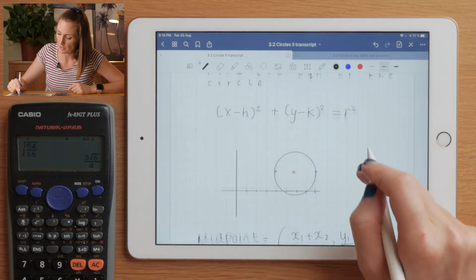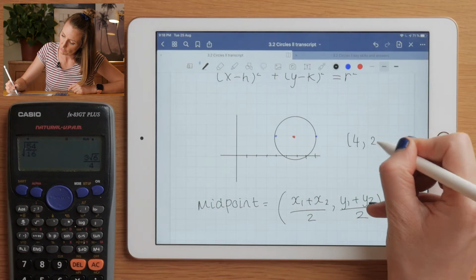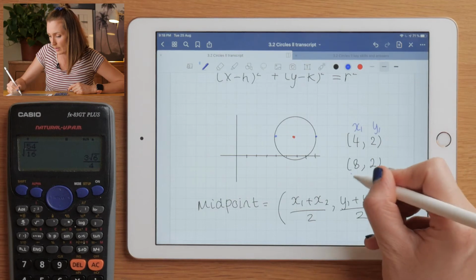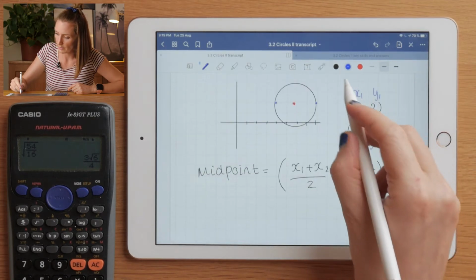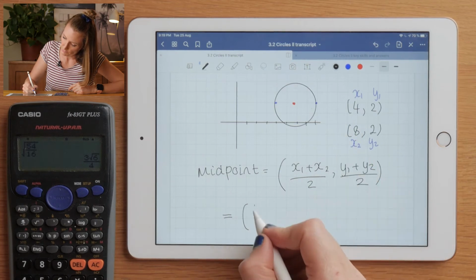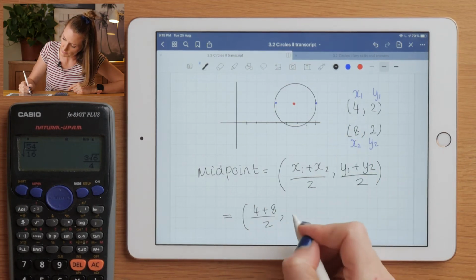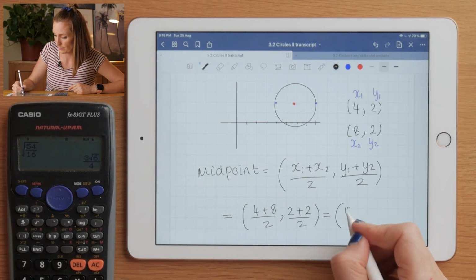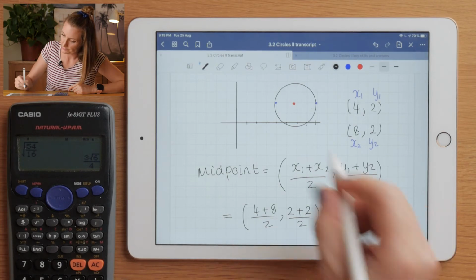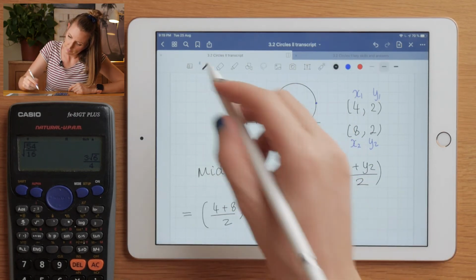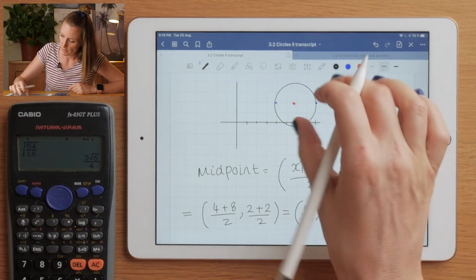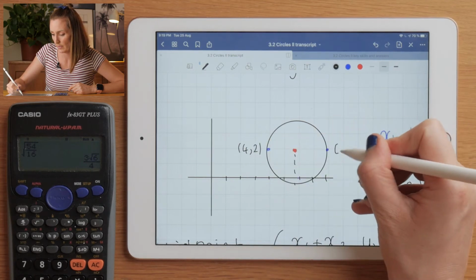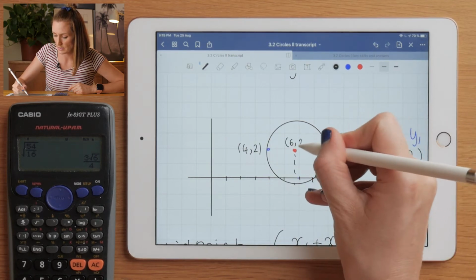So our 2 coordinates are (4, 2) and (8, 2). You can think about this as (x1, y1) and this is (x2, y2). So the midpoint would be (4 plus 8) divided by 2, and (2 plus 2) divided by 2. So it would be 12 divided by 2, and 4 divided by 2. So your midpoint would be (6, 2). And I always say, does that look about right? If that's (4, 2), and that's (8, 2), it does make sense that this would be (6, 2).